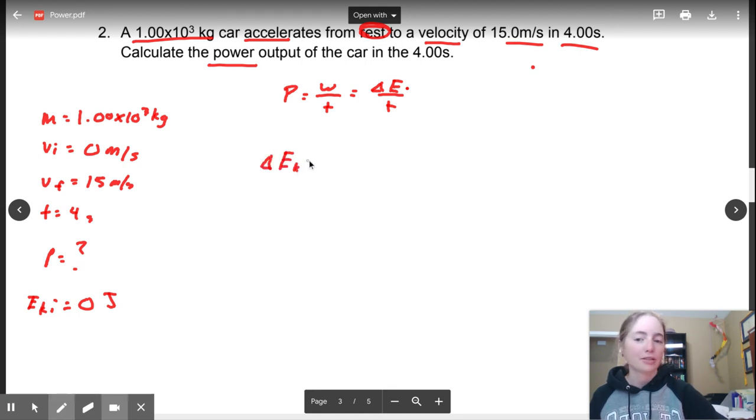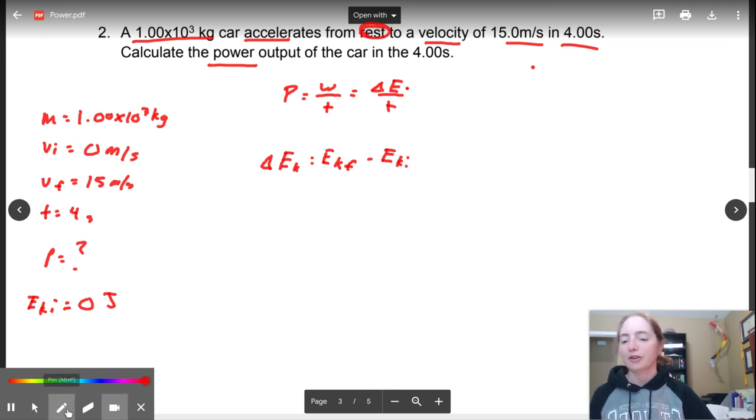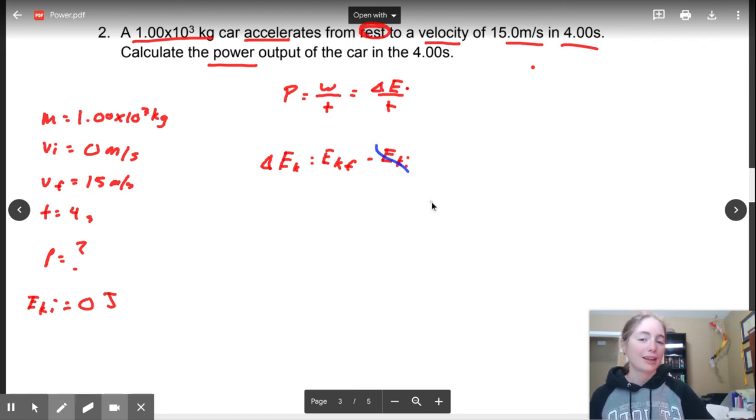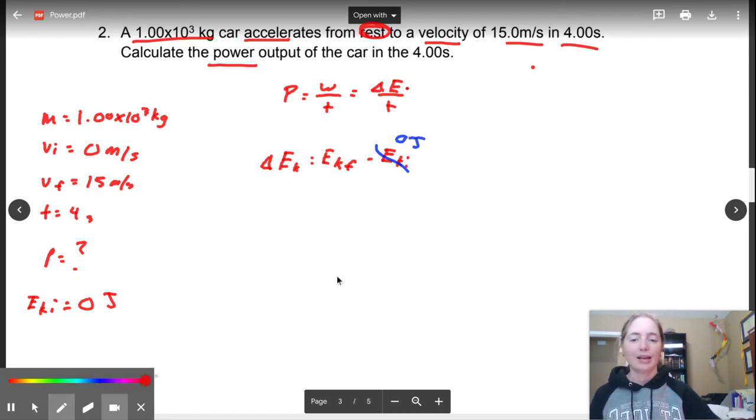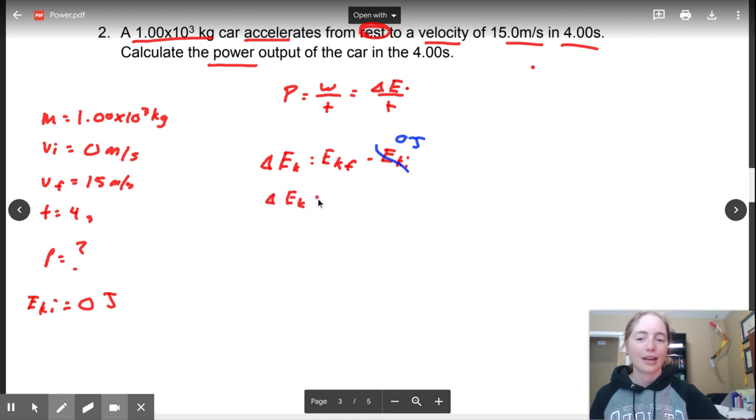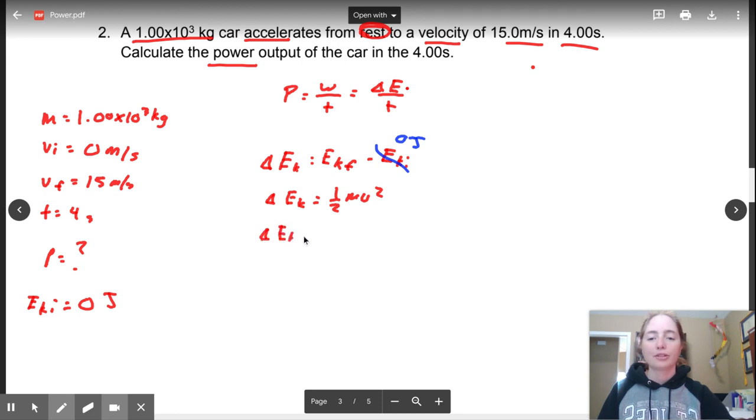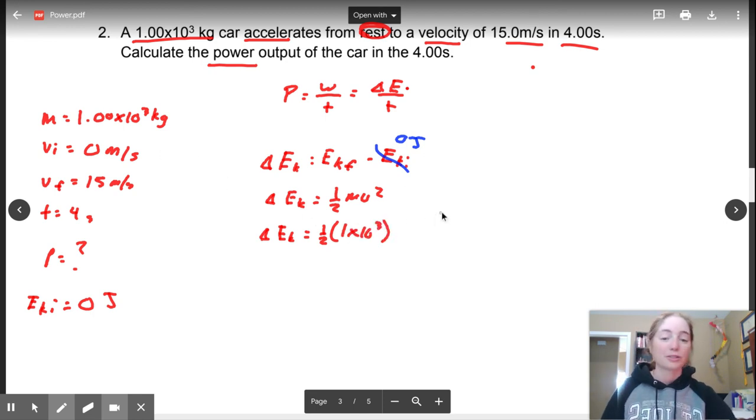Now, we're going to be dealing with kinetic because we are moving. So our delta EK is equal to our EK final minus EK initial. Instead of factoring with this question like we did last time, I'm just going to cancel this out right away because we have 0 joules. We are at rest. So let's now find our delta EK. And EK final, now remember from your data sheet and from last year, EK is our 1/2 mv squared. And so I'm going to find my change in energy, 1/2 times my 1 times 10 to the power of 3, or you can just write it as 1,000 if you want. And my speed is 15 meters per second, and then square that value.